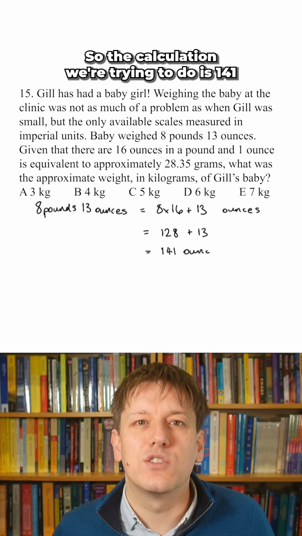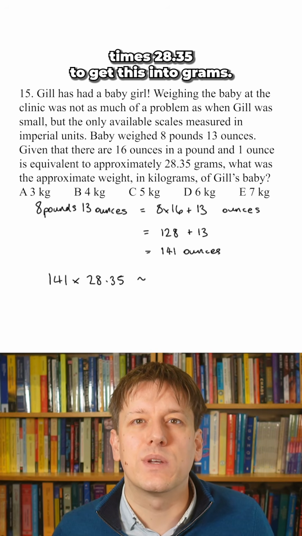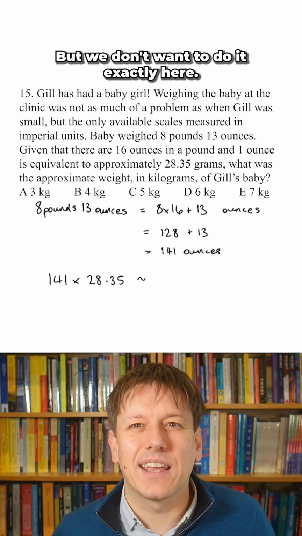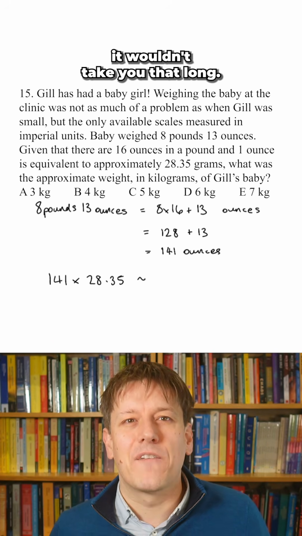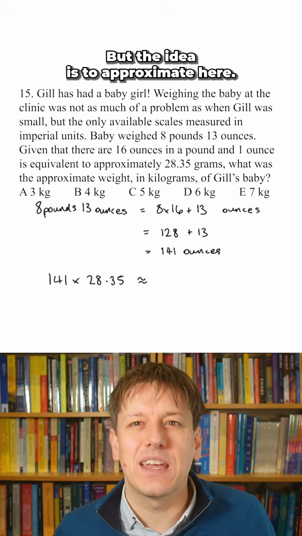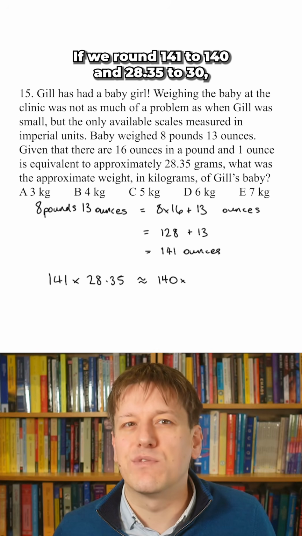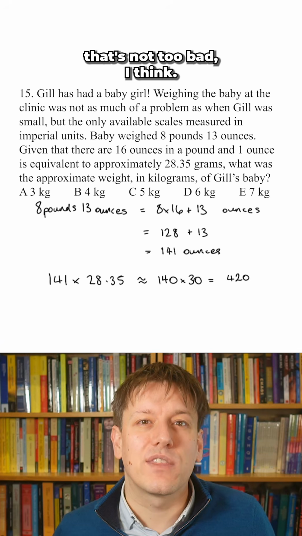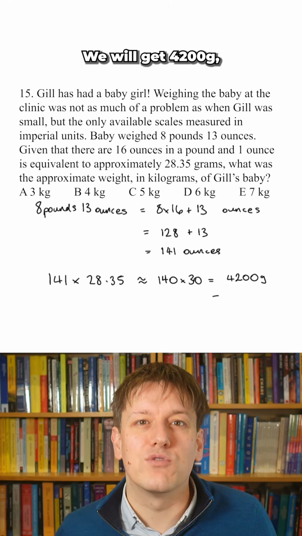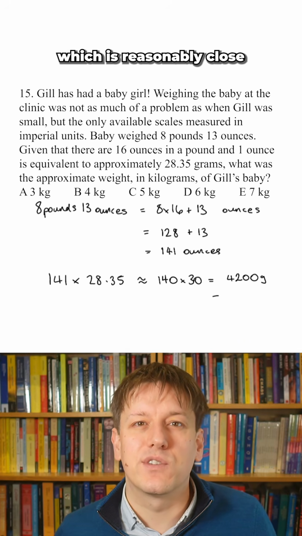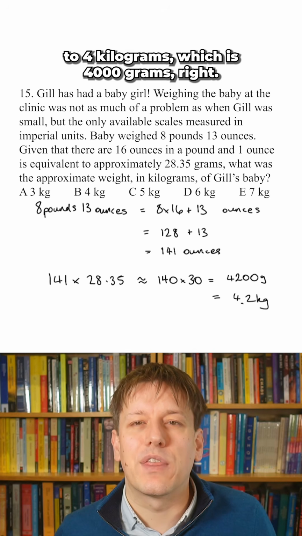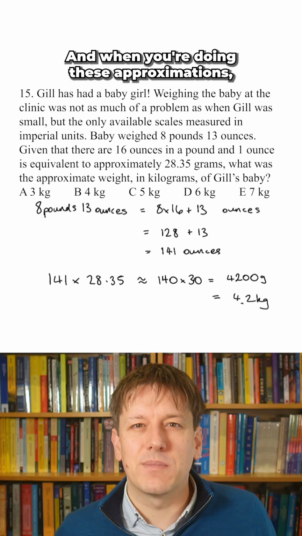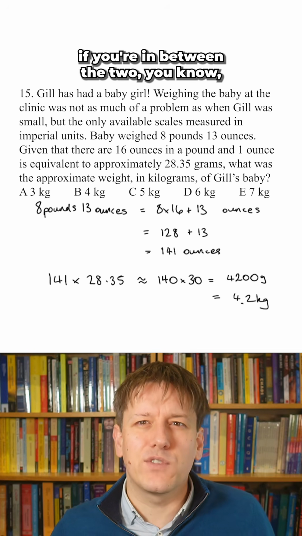So the calculation we're trying to do is 141 times 28.35 to get this into grams. But we don't want to do it exactly here. I suppose you could, it wouldn't take you that long, but the idea is to approximate here. If we round 141 to 140 and 28.35 to 30, that's not too bad, I think. We will get 4,200 grams, which is reasonably close to 4 kilograms, which is 4,000 grams, right? This is 4.2 kilograms.